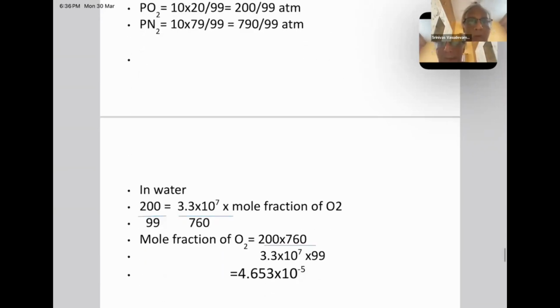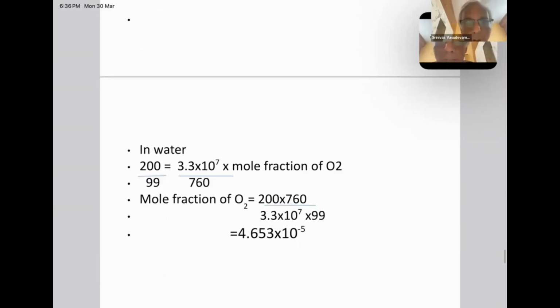Now in water I am coming in. 200 by 99 equals KH into mole fraction of oxygen, since I'm looking for oxygen. KH is 3.3 into 10 power 7, given in millimeter here. So I have to convert it to atmosphere. 760 millimeter is 1 atmosphere, so I'm dividing it by 760. So 200 by 99 equals 3.3 into 10 power 7 by 760 into mole fraction of oxygen. By calculating, I'm finding the mole fraction of oxygen as 4.653 into 10 power minus 5.